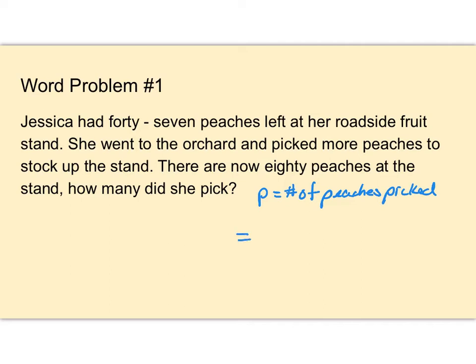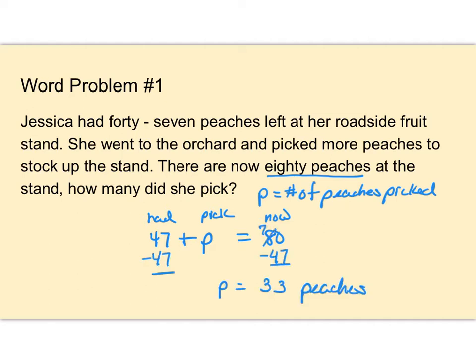And we'll set up our equation by putting the equal sign. And she has 80 peaches now. That's what she has. She had, and on the other side is 47 peaches before she went and picked some. So now on the left side of the equation, we have what she had plus what she picked, and on the right side is the total. Now you can just solve the one-step equation. So Jessica picked 33 peaches, and we add the word peaches as our label to this word problem.